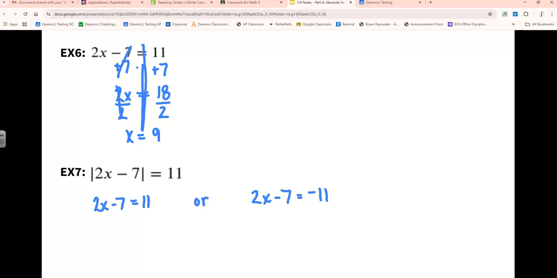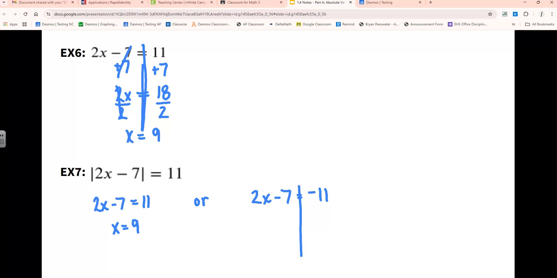So we really already solved 2x minus 7 equals 11. Carson did that for us. He got 9. It's written there. I'm not going to rework that. But I am going to have to rework this with the negative 11. It is not just going to give us the negative 9. I'm going to have to rework this one.